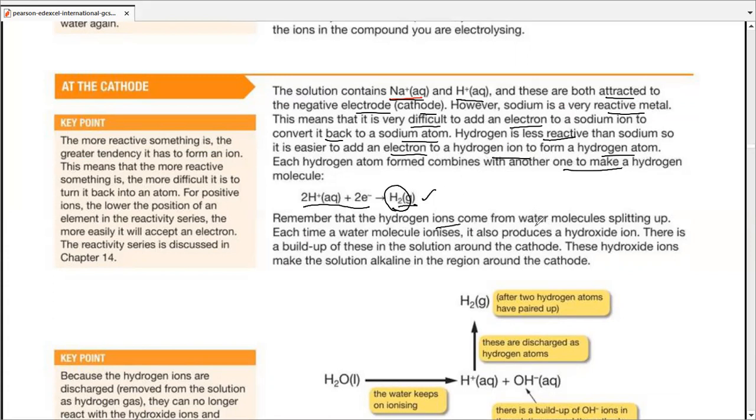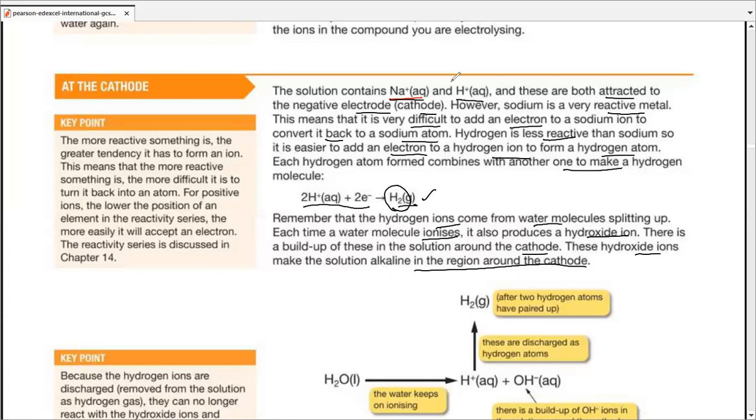Remember that hydrogen ions come from water molecules splitting up. So each time a water molecule ionizes, it also produces a hydroxide ion. So there is a buildup of these ions in the solution, hydrogen ions and hydroxide ions. These hydroxide ions make the solution alkaline in the region around the cathode.